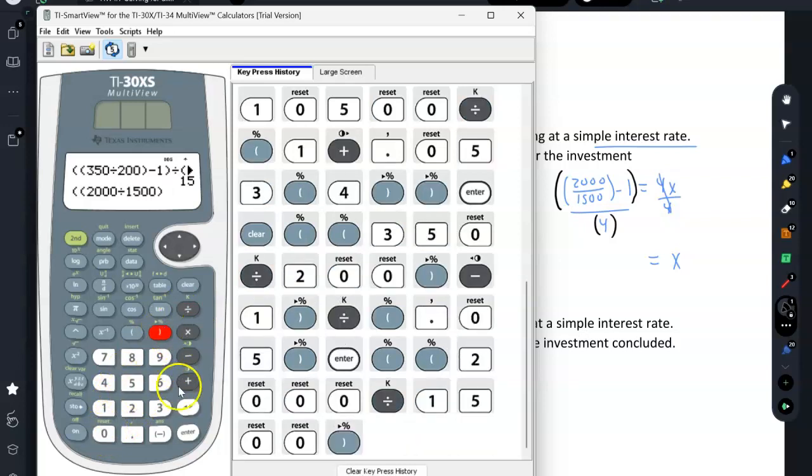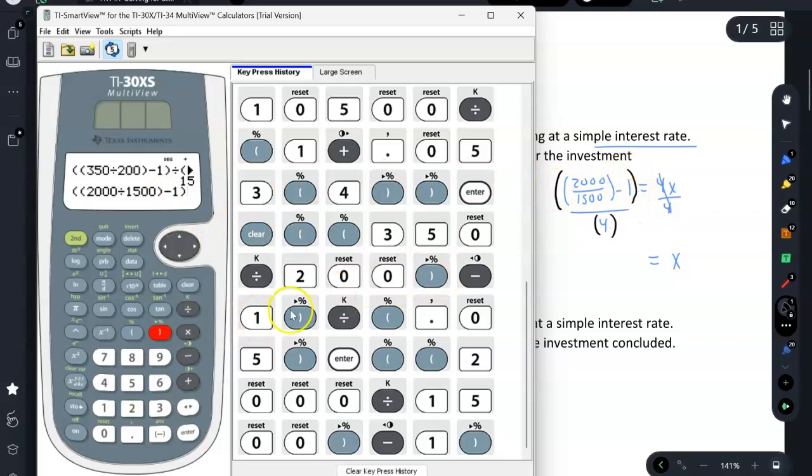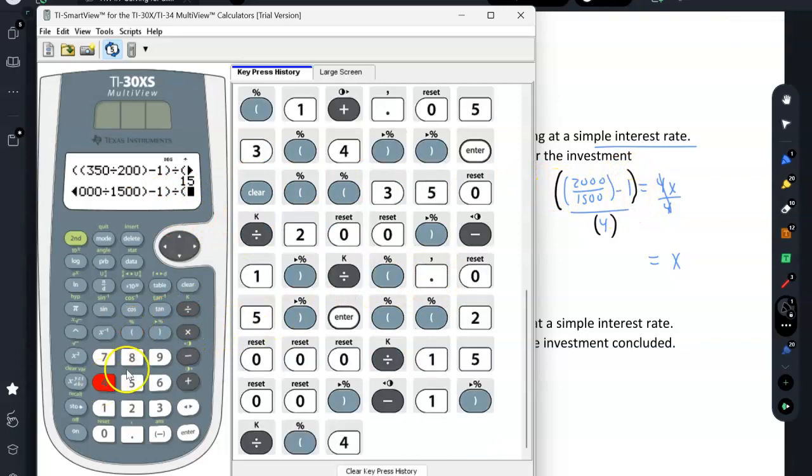I'm going to close my parentheses. I'm going to subtract 1. I'm going to close my parentheses all the way around my numerator. So behind that 1, I had a closed parentheses, as you can see. And then I'm going to divide by 4. Since it's just a single number on the bottom, I don't actually have to have parentheses. I just want to get in the habit of doing so.